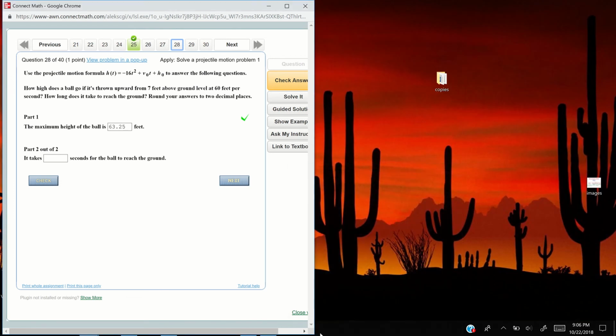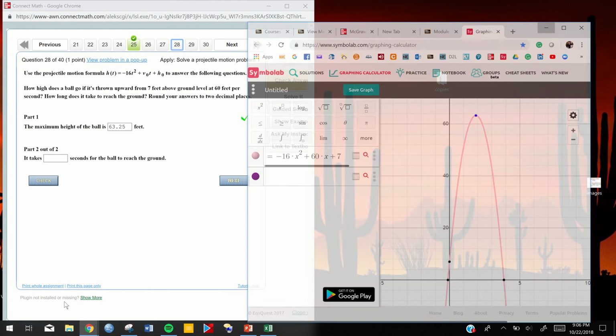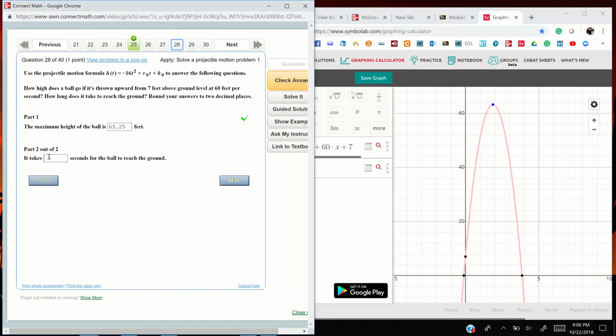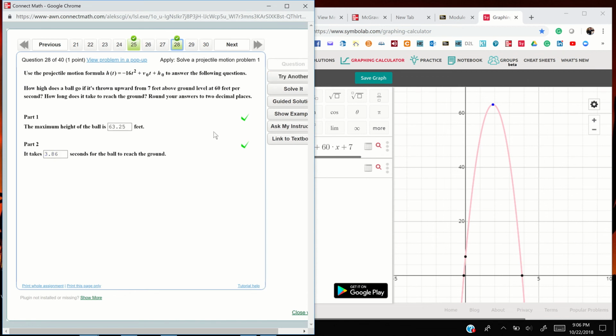Where did the thing hit the ground? The ball hit the ground right when the graph hits the x-axis. You see that right there? Oh, Symbol Lab gave me a decimal value here, 3.86. So it took 3.86 seconds for that ball to hit the ground. What do you guys think about that? I bet you like it.